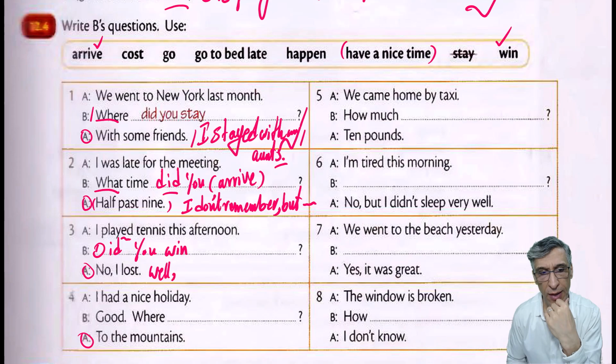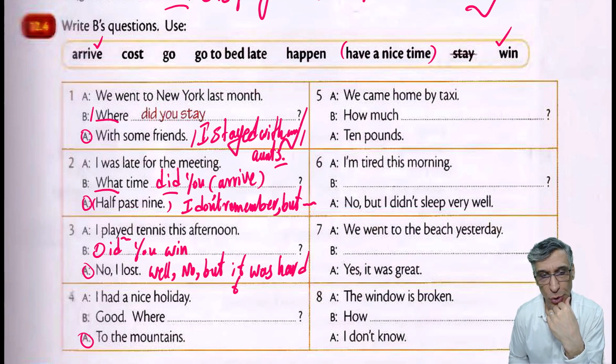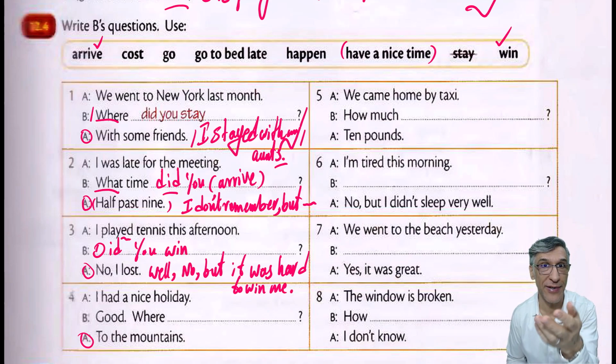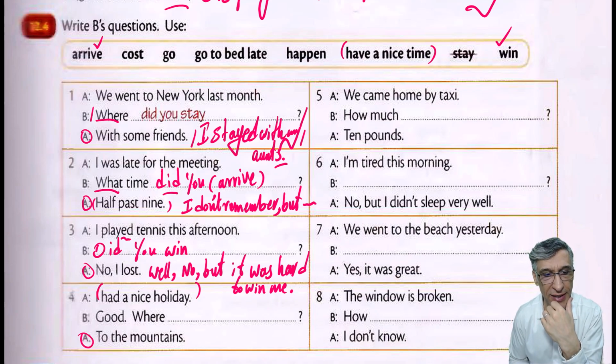Did you win? Well, no, but it was hard to win me. Of course, it was hard for the other person. I had a nice holiday. Have a nice holiday. Oh, good. Where did you go?